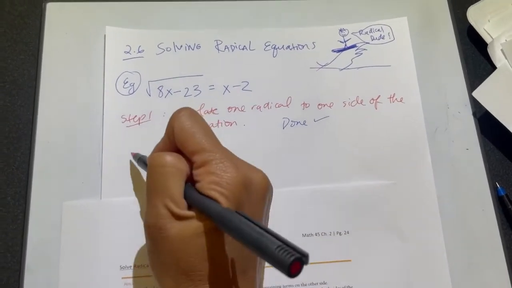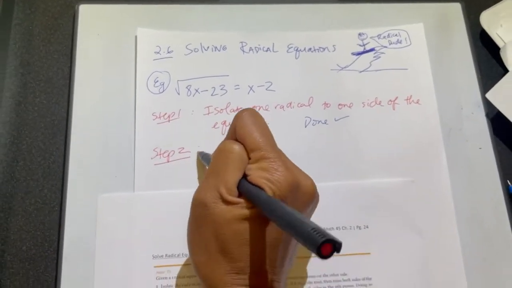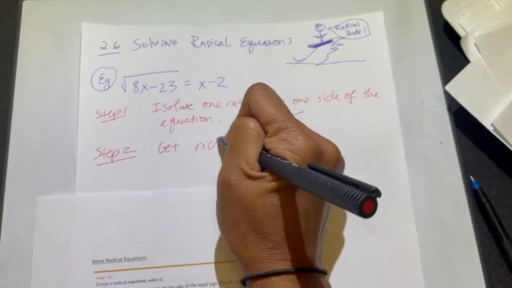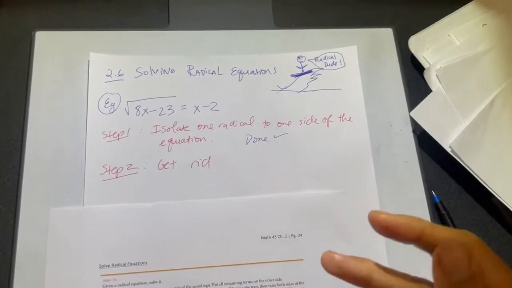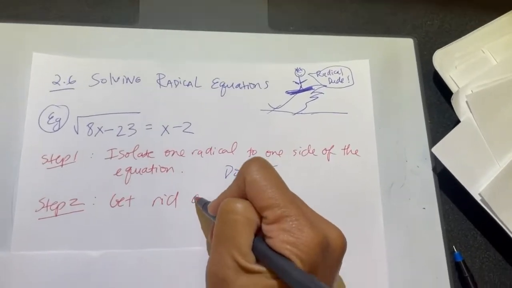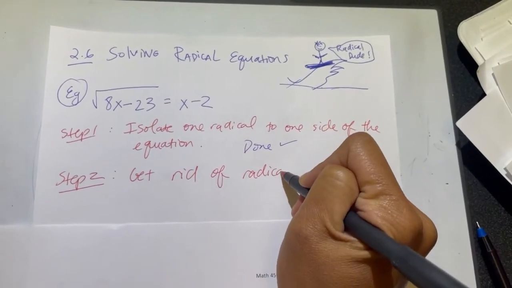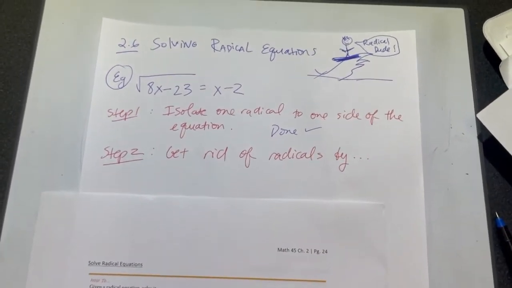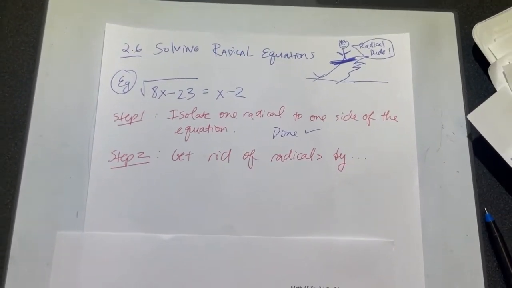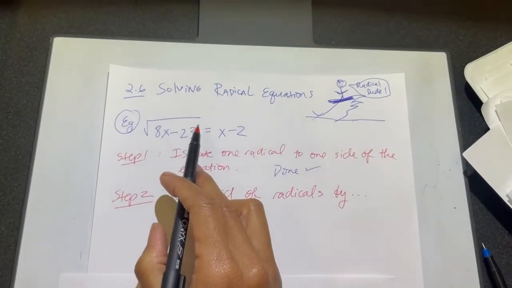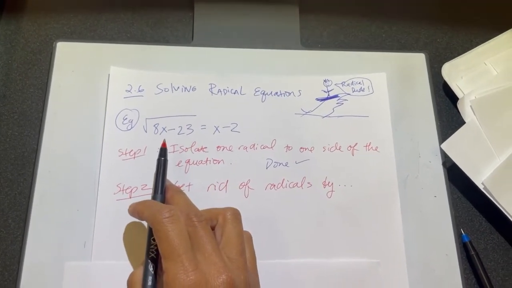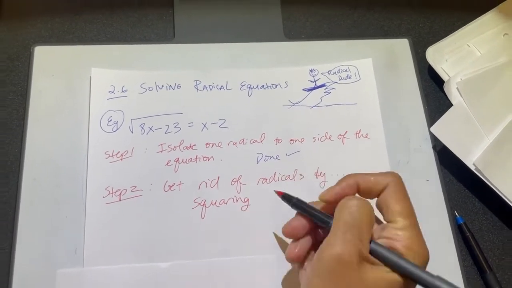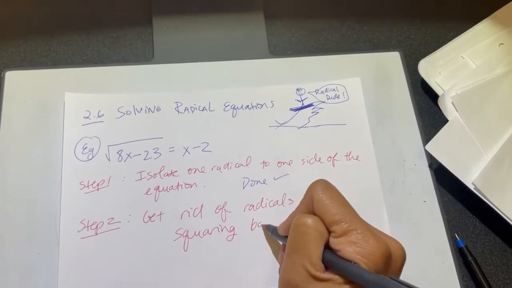Step 2 is we want to get rid of the radical. I love math because you could get rid of fractions if you want. You could get rid of things in the denominator you don't like. We could get rid of radicals. How do you get rid of a radical? Square it. Because if you square something, you just get the inside, right? By squaring. And if you square one side, you must square the other side.